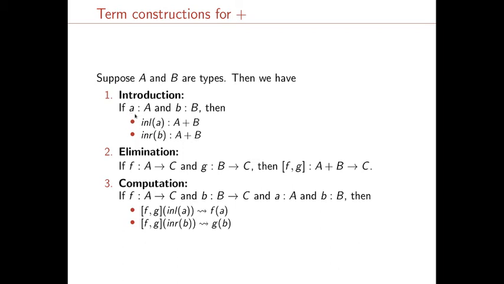So intuitively, if we have a term a of the left component A, then we can form a new term of A plus B, which sees this term a as an element in A plus B. And if we have a term b of the right component B, then we can also include this term b. We can view it as an element of A plus B in the form in right of b. The elimination rule says that if f is a term of type A arrow C, and if g is a term of type B arrow C, then we can get a function from A plus B into C by applying this construction, brackets f, g.